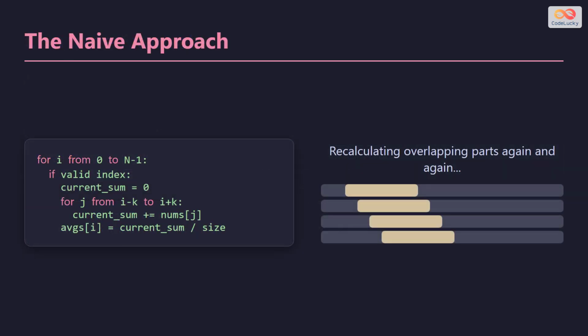A beginner's first instinct might be to use a simple nested loop. For every valid index, we would start a new loop to calculate the sum of its neighbors from scratch. While this logic is correct, it forces the computer to re-add the same overlapping numbers over and over again.